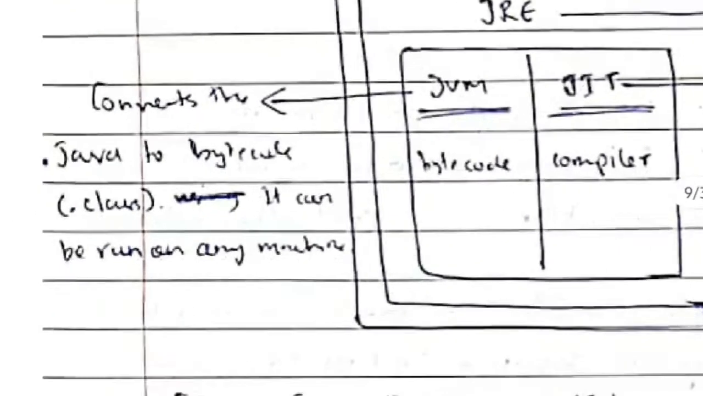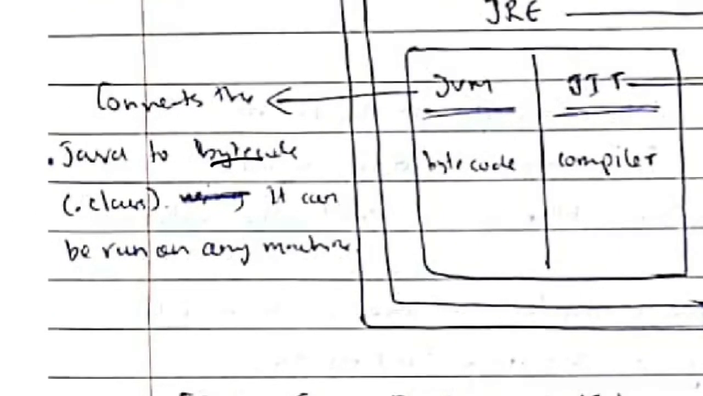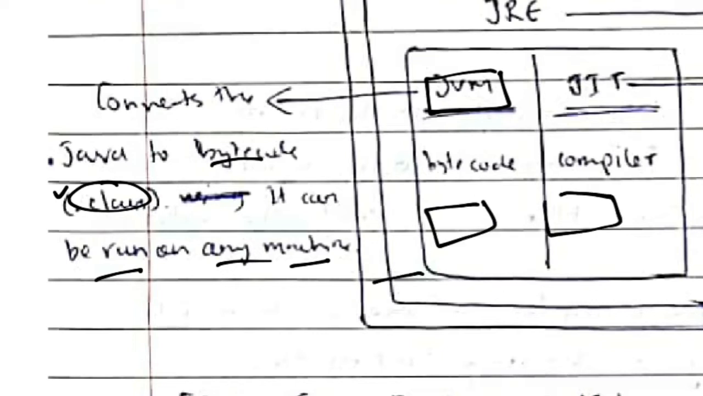Okay, and the extension of bytecode is dot class. Okay, so it has a dot class extension and it can be run on any machine. By using JVM you can run the same code in Mac OS, Linux, or Microsoft, or any other platforms. Okay, so that's the advantage of JVM. The Java code becomes platform independent when it's converted to bytecode.